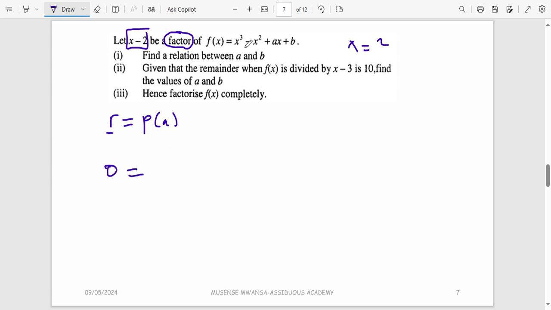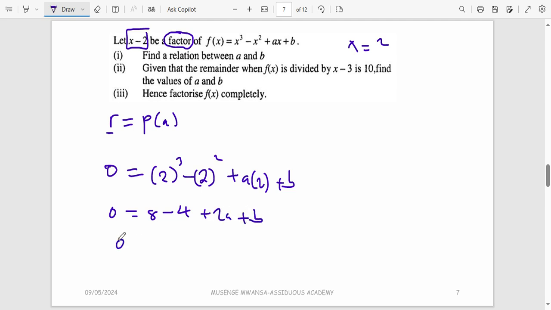And that is going to be equal to, now we write our function, but where there is x, we put 2. So 2 power 3 minus 2 power 2 plus a times 2 plus b. So it's going to be 2 to the power 3 is 8, 2 to the power 2 is 4, plus 2a plus b. And this is going to give us 4 plus 2a plus b. The question is find the relationship. This is the relationship, or just make b the subject of the formula. So b is equal to, take the 4 and the 2a the other side, so that will be negative 4 minus 2a. This is the relationship. That's the relationship, as direct as that.